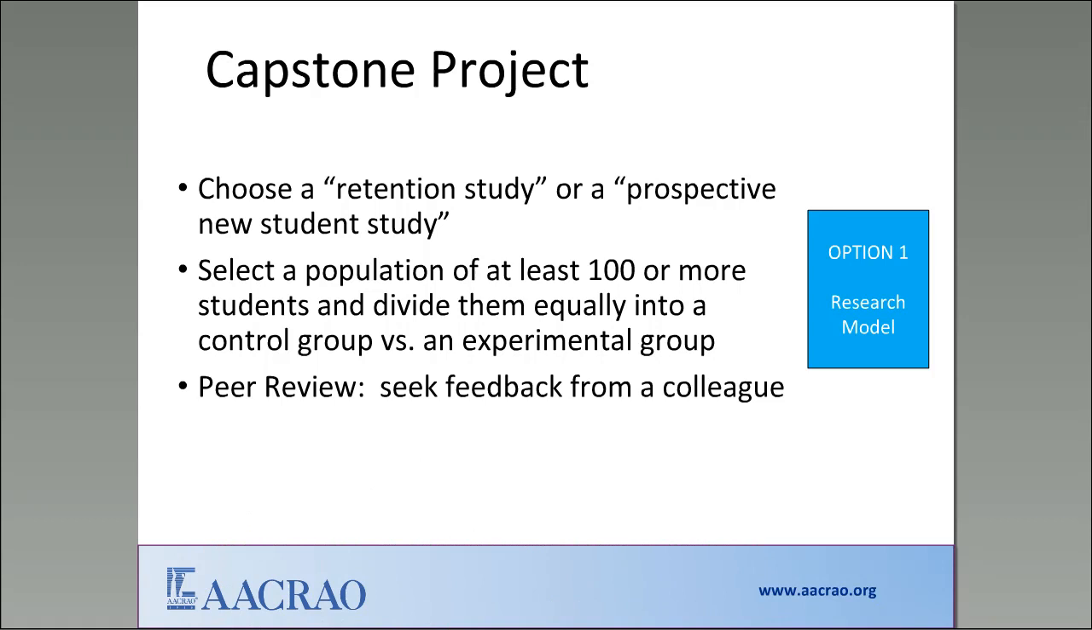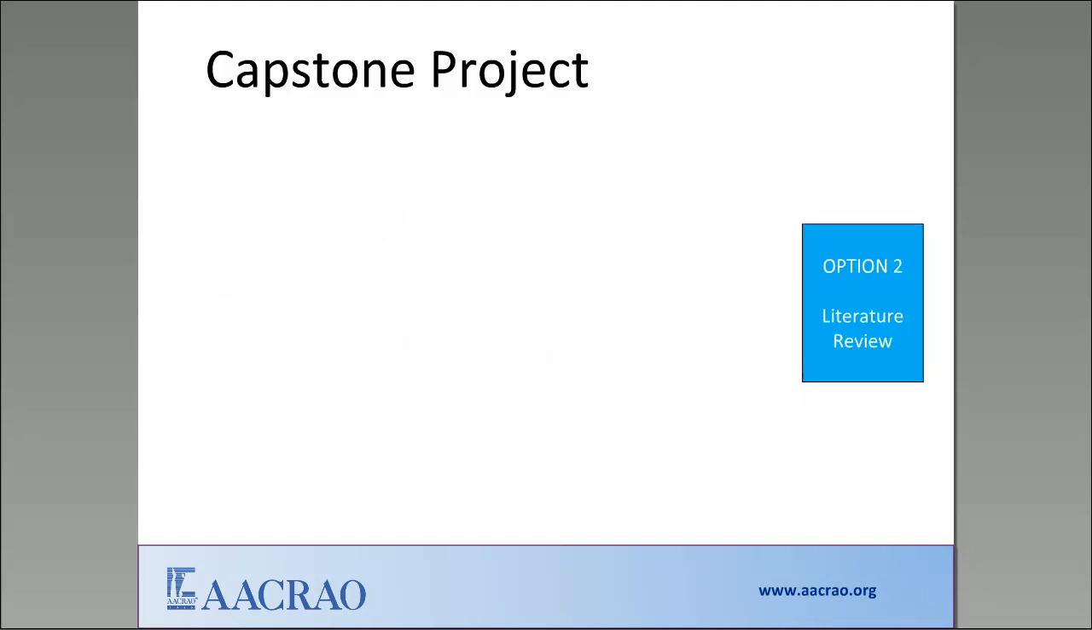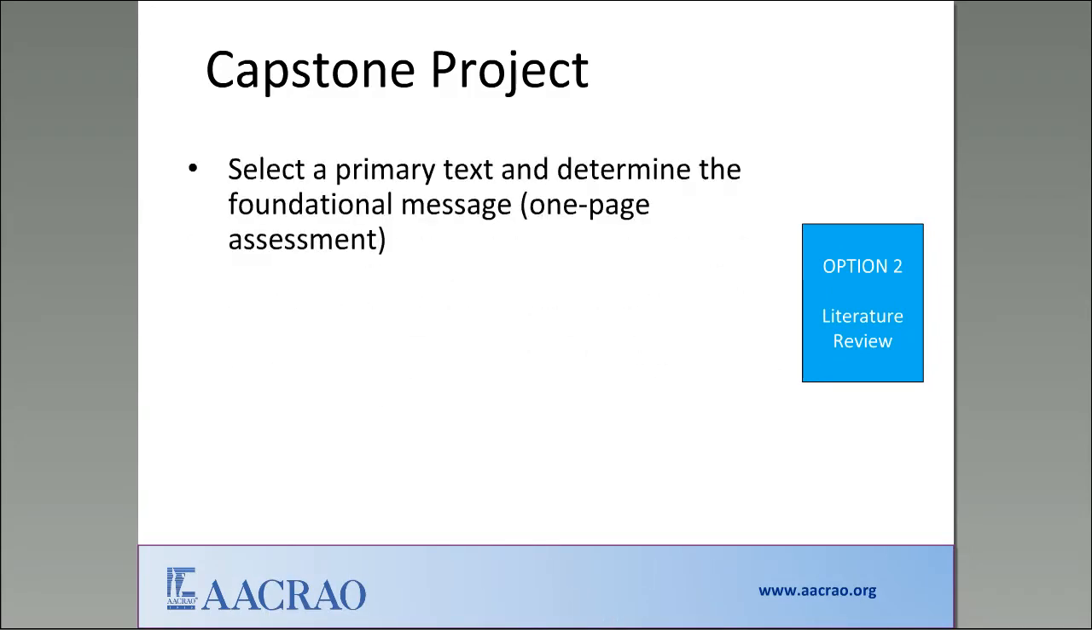This project, along with most of them, require a peer review where you would be submitting your project before you officially submit it for review to a peer in the SEM-EP program, or it can be a colleague in the field, and then you integrate their feedback into your final submission. The second option is the literature review, and in the literature review, learners will select a primary text.